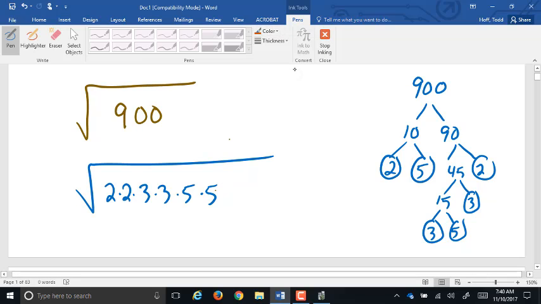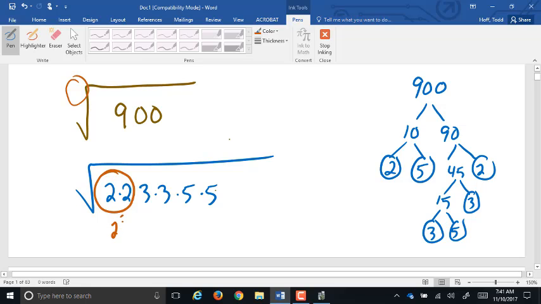Square roots can be done on the factor level. A square root, what's really the index up here? We don't write it, but what's really the index there? 2, yeah. It's asking what number to the power of 2, what number squared. What I can do is I can take pairs of factors inside the root.